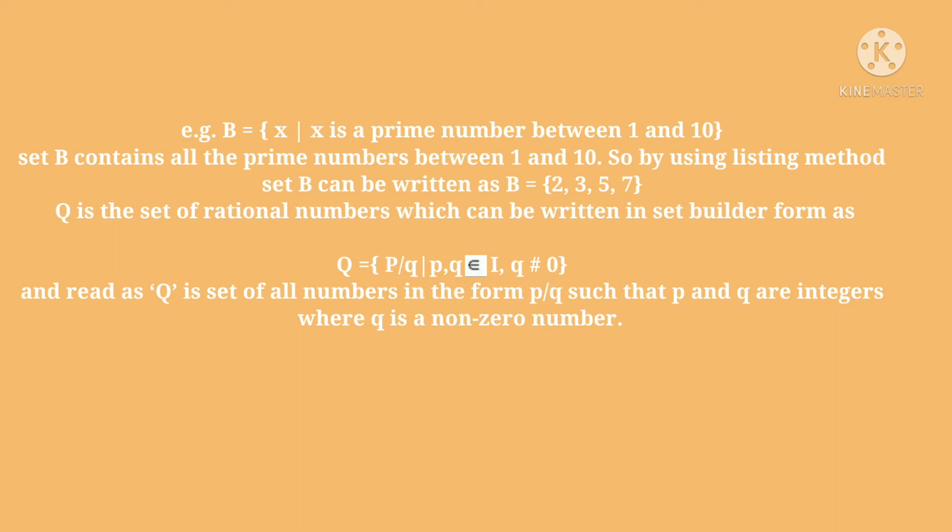Q is the set of rational numbers, which can be written in set builder form as Q = {p/q | p, q ∈ I, q ≠ 0}, and read as Q is the set of all numbers in the form of p upon q, such that p and q are integers, where q is a non-zero number.